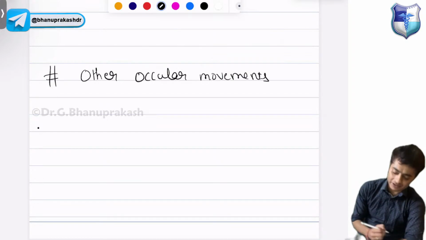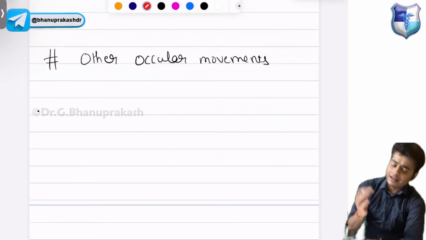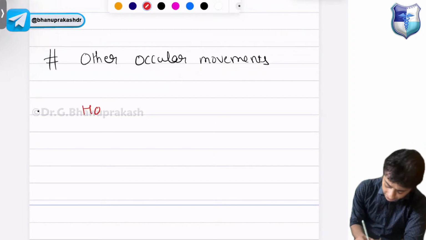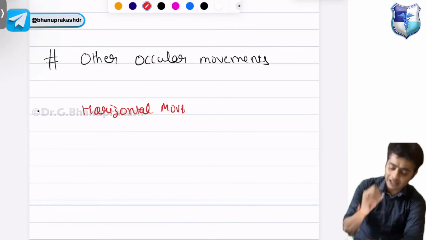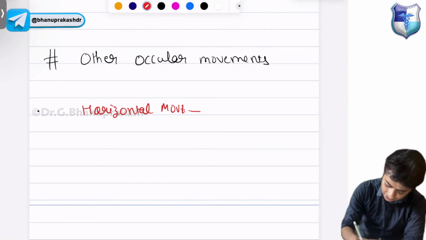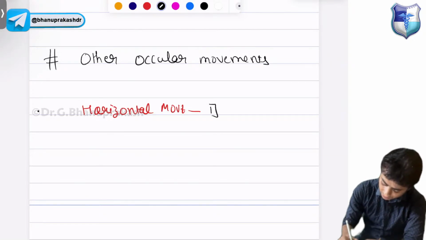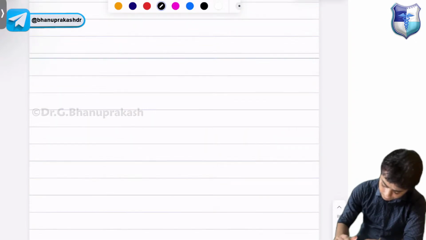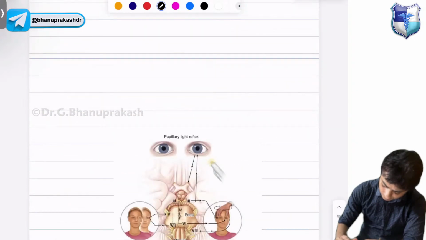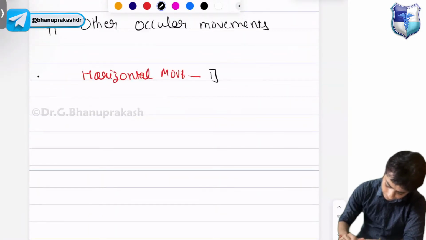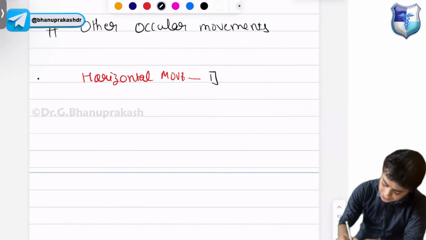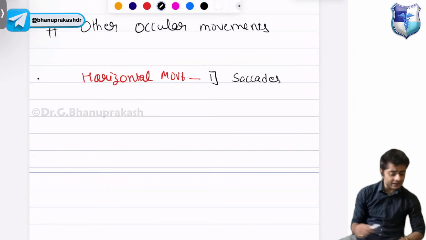Other ocular movements. In my last lecture, I told you that when we come to horizontal movements, there are three types. First are your saccades. What are saccades? Can anyone tell me what saccades are?